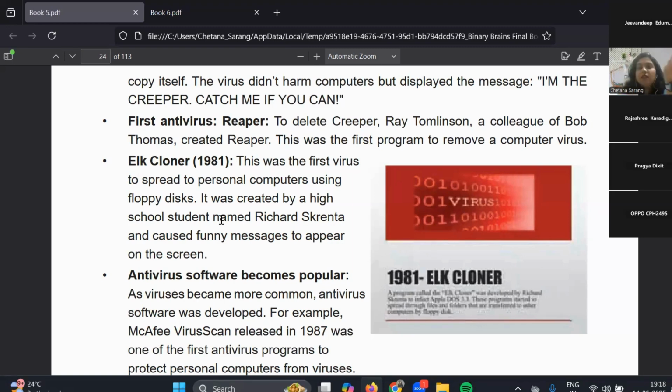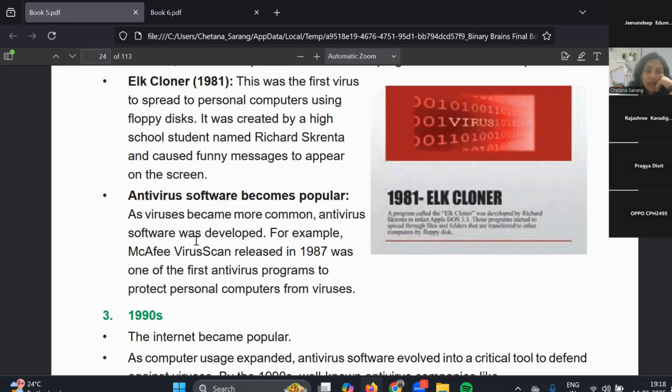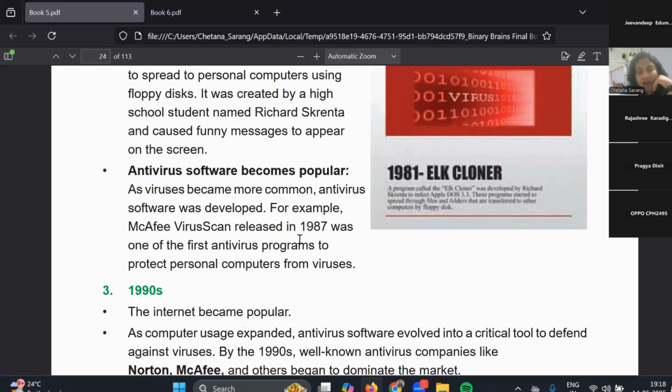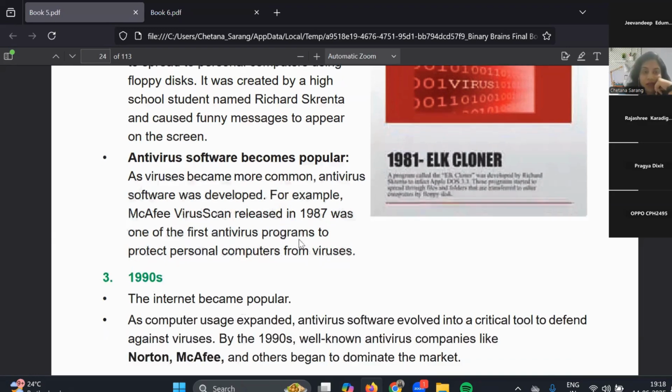But that led to something. People thought of doing something more disastrous through that. So antivirus software becomes popular. McAfee was released in 1987 because the concept of viruses started to spread everywhere on all the systems.